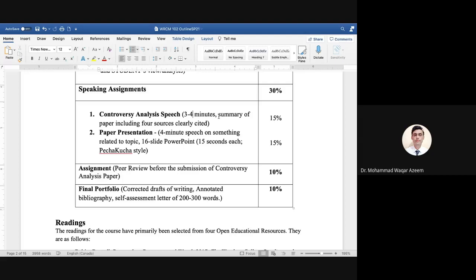Basically, this assignment is a summary of the paper, including 4 sources clearly cited. So you have already written the content of this assignment, but you are supposed to verbally present it to your class through Google Meet. This assignment will carry 15% of the grade.